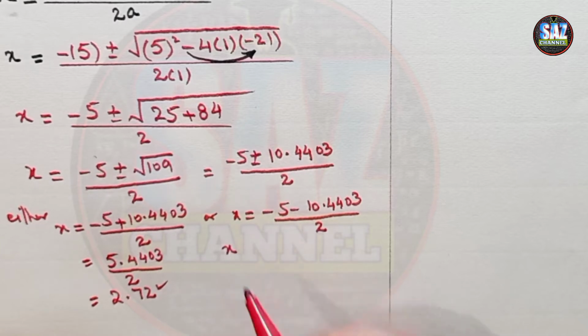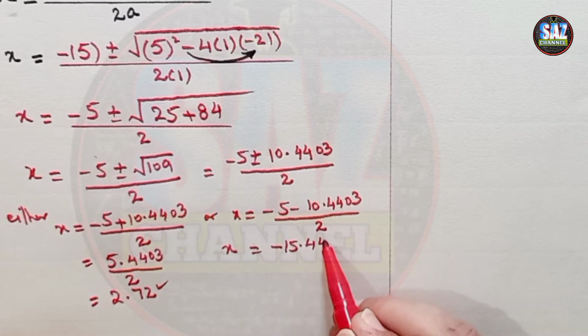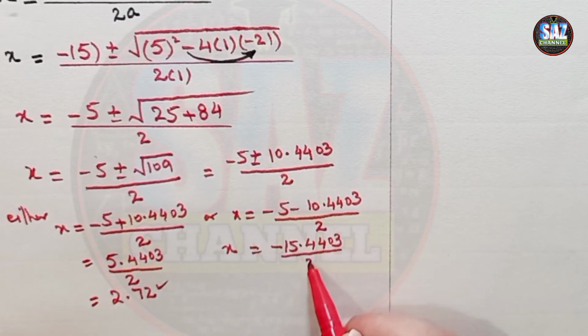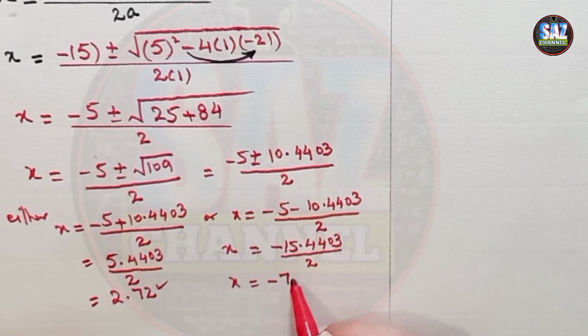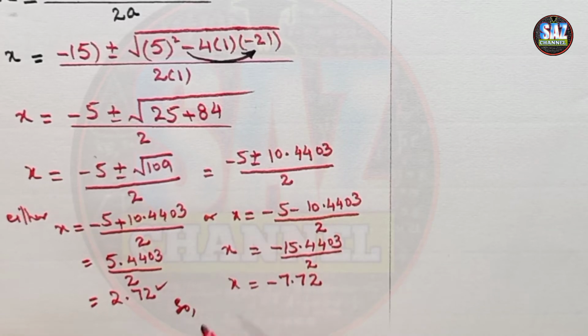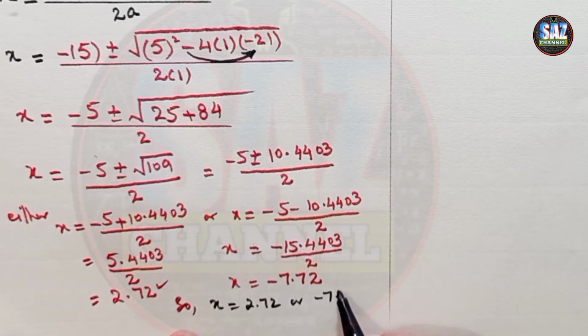Coming to the second part, when 10.4403 is added to 5, this gives me 15.4403 by 2. So 15.4403 divided by 2 gives me x equals minus 7.72. So the two solutions for this equation are x equals 2.72 or minus 7.72. Very easy question.